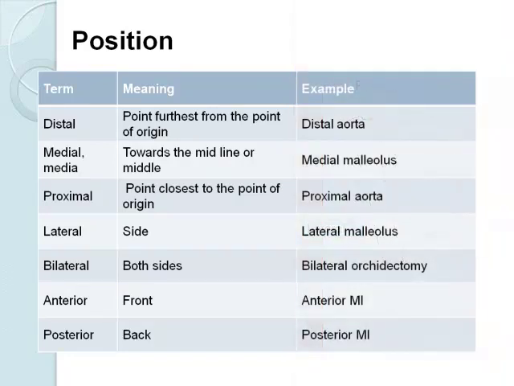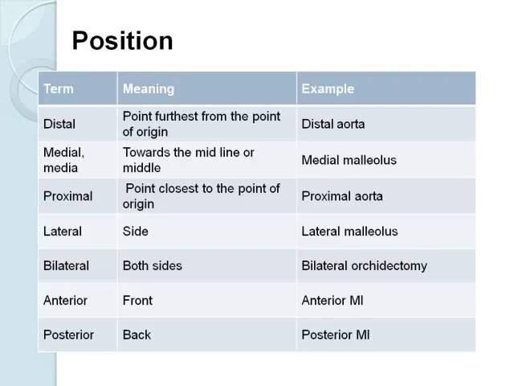The distal aorta. Your aorta is the main blood vessel coming out of your heart and travels down through the middle of your body through the abdomen. So the distal aorta is the bit furthest away from the heart. Medial malleolus, or malleolus, you may remember, was the term for your ankle. So your medial malleolus is the bit on the inside of your ankle, the knobbly bit on the inside.